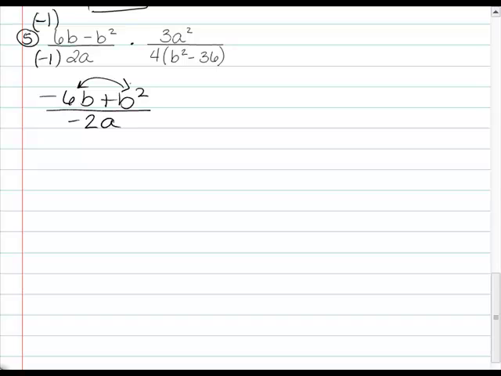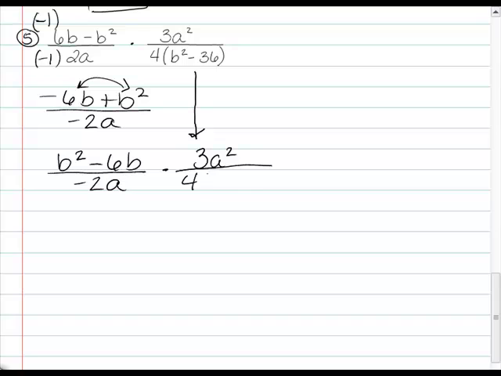And then we're going to switch these two around to put that b squared first over -2a and bring down our second fraction, 3a squared over 4 times b squared minus 36. Now, unlike the last one where we just got to cancel after that, this one we're actually going to have to do some factoring on.